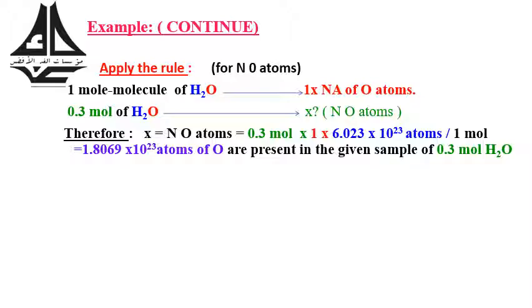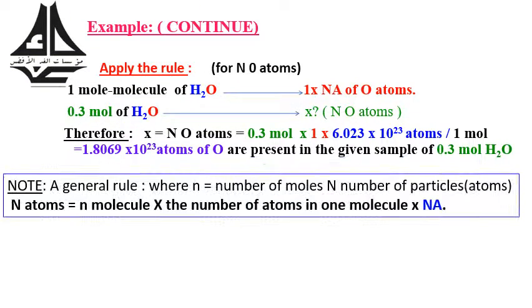of molecule water H2O. Note also we have a general rule, where small n is the number of moles and capital N is the number of particles, here the atoms in a molecule. So we have number of atoms in a sample of molecule is equal to the number of mole of molecule, small n, times the number of atoms in one molecule, which is represented by the subscript, times Na.